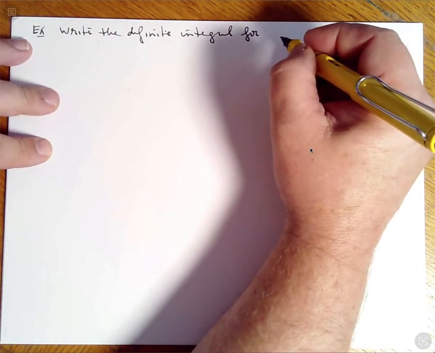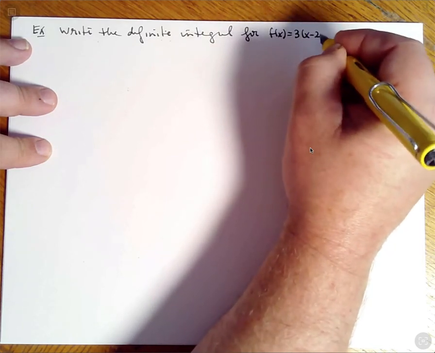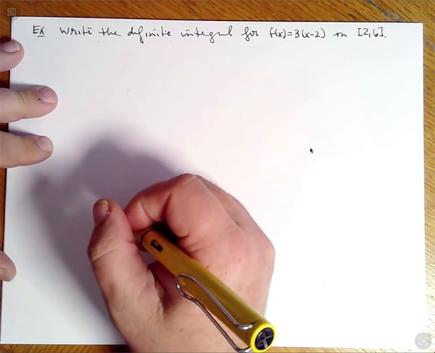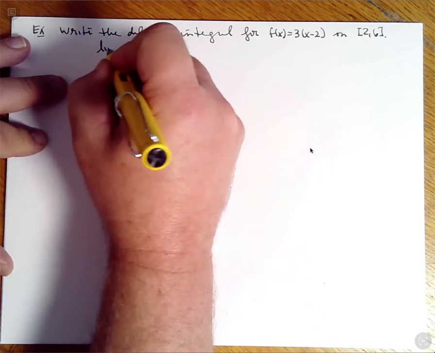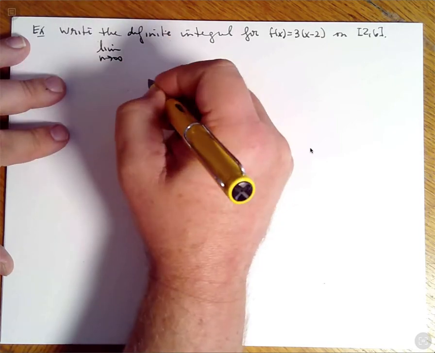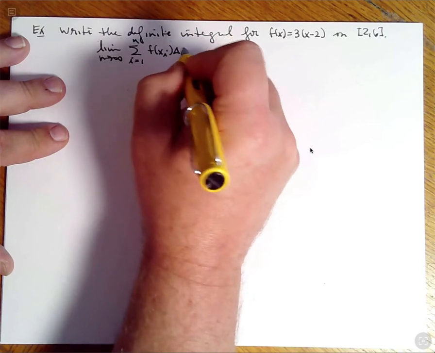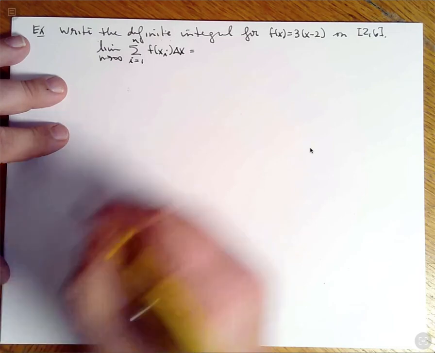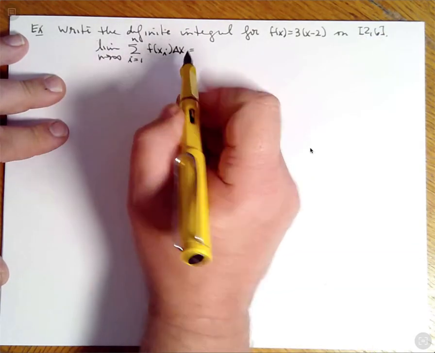So we'll write the definite integral for f of x equals 3 times x minus 2 on the interval from 2 to 6. The definite integral is the limit as n goes to infinity of the sum as i goes from 1 to n of f of xi delta x. That's the definition of the definite integral. And so we need to figure out what we substitute in here. So let's do some scratch work.